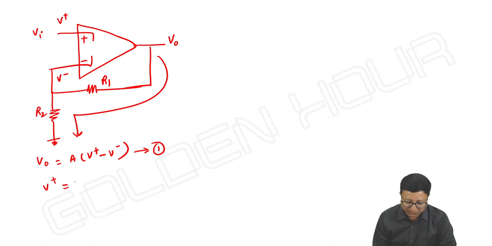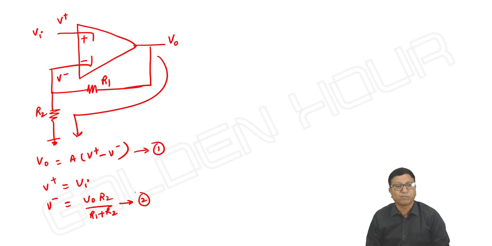Next, what about V plus? It is VI. And what about V minus? It is V output into R2 by R1 plus R2. Let me take it as equation 2. In this, I give a fixed input. V input may be 1 volt or minus 1 volt, some fixed value. I would like to keep it aside. V plus is a fixed value, and V minus and V output vary.